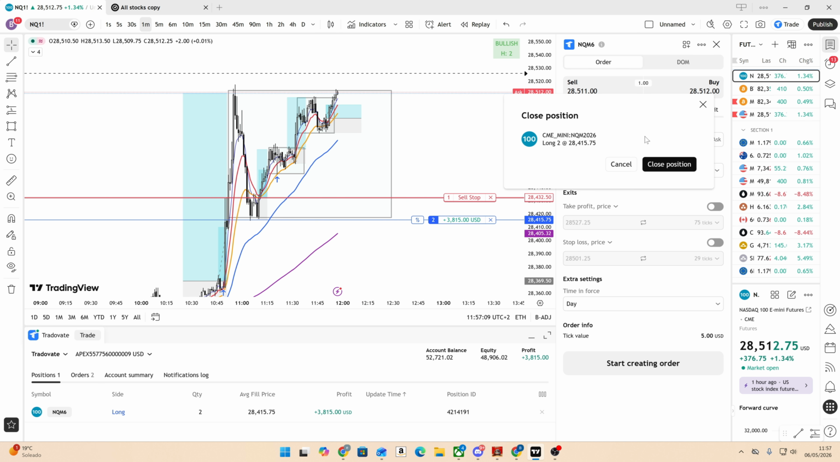This is a stupid simple system, by the way. It's just wait for a one-sided market, which we are on Nasdaq. Wait for pullbacks into the EMA 10 or 20.